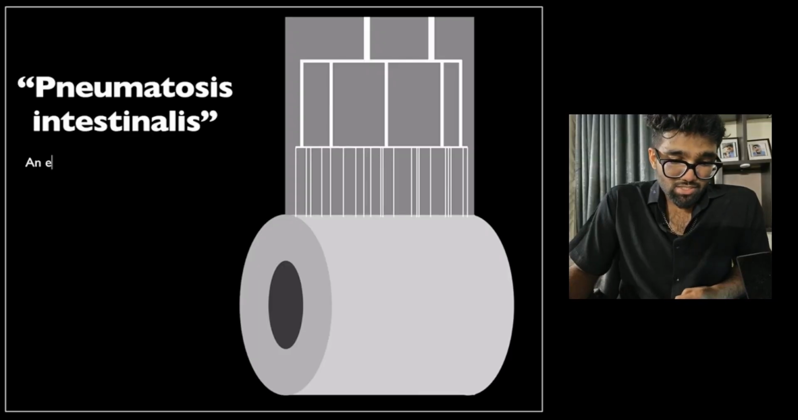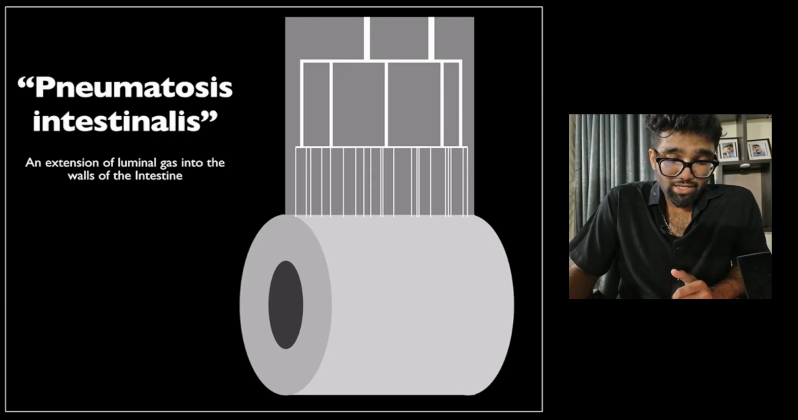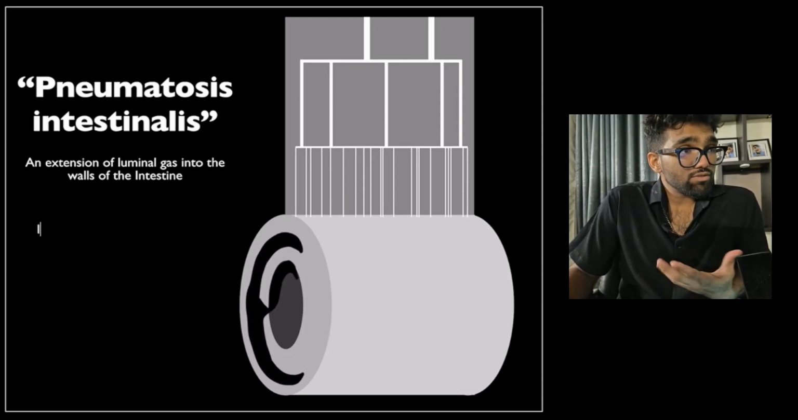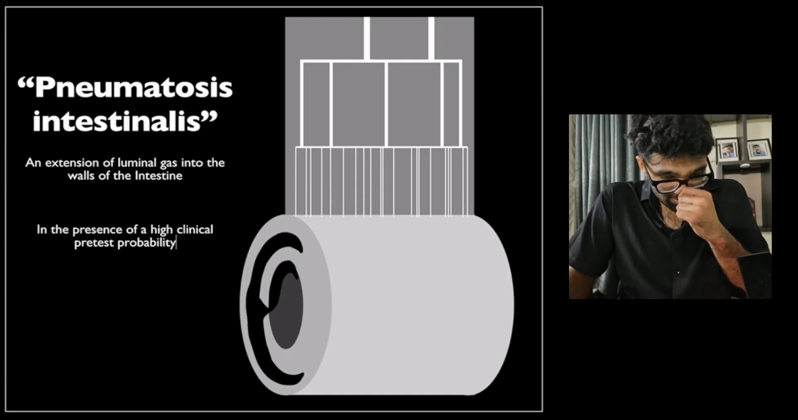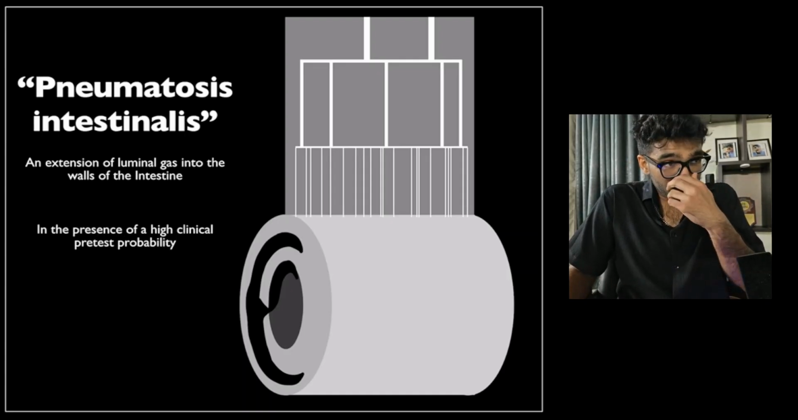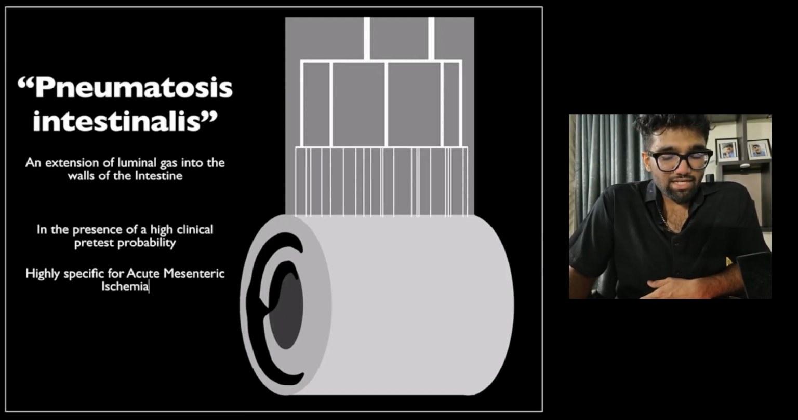Now, this is basically an extension of gas, or air, that is there within the lumen of the intestine into the wall of the intestine. So this is what it looks like. You end up getting extension of the intraluminal air into the wall. In the presence of a high clinical pretest probability of mesenteric ischemia, this is actually a highly specific finding and indicates mesenteric ischemia, because this would not happen in case of inflammation.